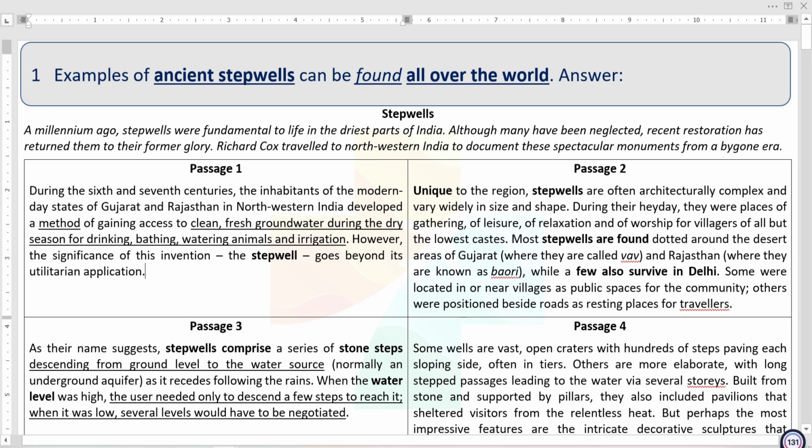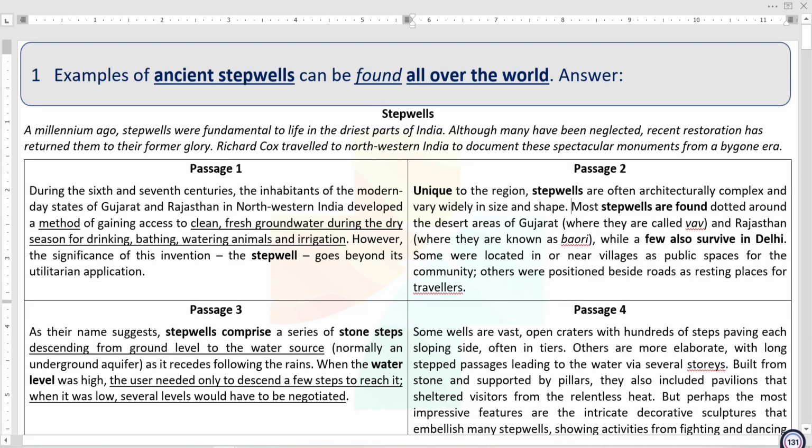At the beginning of passage 2, it has been started, unique to this region, stepwells are often architecturally complex and vary widely in size and shape. Additional information was shown from the second sentence, during their heyday, to the end of the sentence. But the lowest castes. Then, most stepwells are found dotted round the desert areas of Gujarat and Rajasthan, while a few also survive in Delhi.